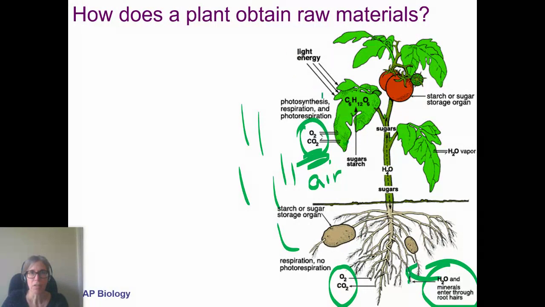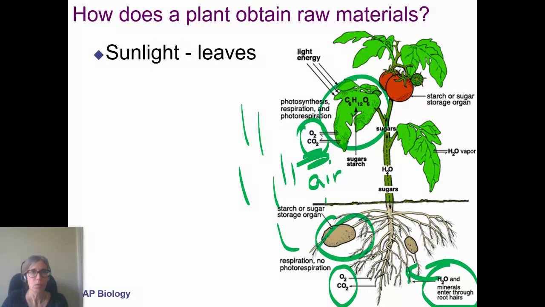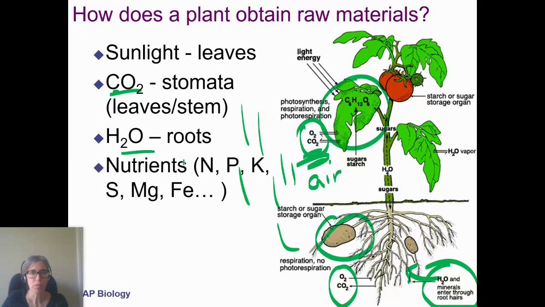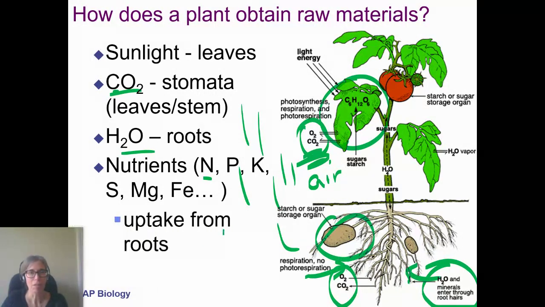Light energy, you need to have some part of the plant exposed to light. So you'll find chloroplasts up here, but you won't find chloroplasts down here. So sunlight goes to the leaves and the stem. Stomata are these holes that the leaves and the stem have in them to take in carbon dioxide. Water comes in through the roots generally, and nutrients like nitrogen, phosphorus, potassium, they are generally dissolved in the water that comes in through the roots. And so the uptake from the roots.